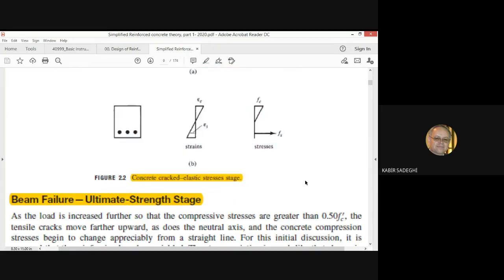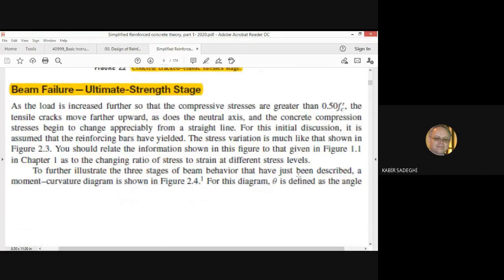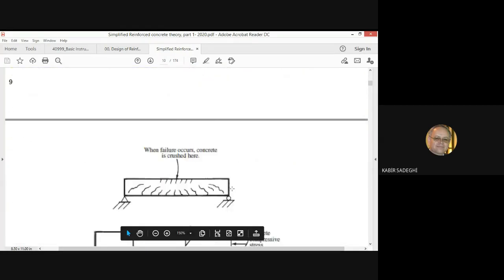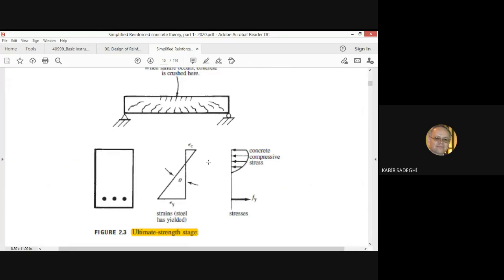And if you continue, you see that the stress in the compression concrete will be nonlinear, and we go to the failure. When you increase the load, the compression stress diagram is not linear. It's not a straight line. You see that we have a curve here. When you have a non-linear curve, we say the material is non-linear, and stress is non-linear.